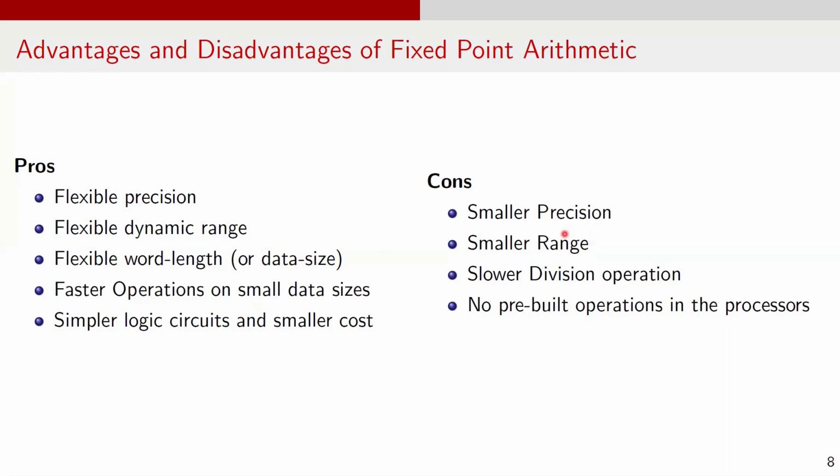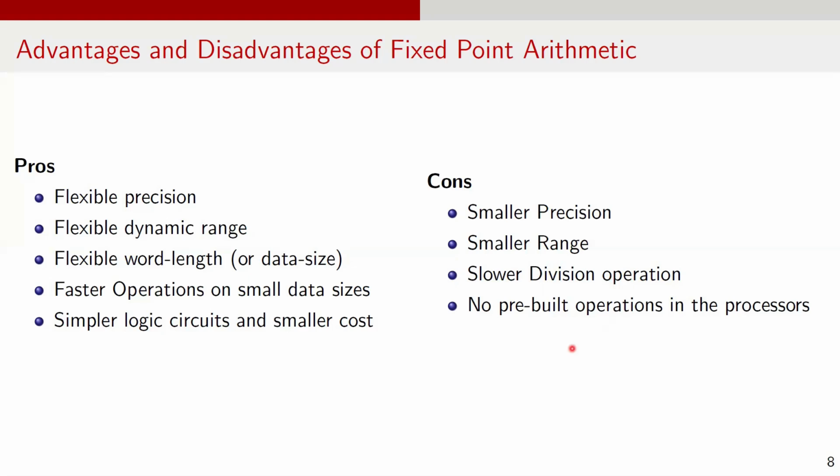Some of the disadvantages. Fixed point arithmetic may offer lower precision compared to floating point. Users often have to compromise on precision to maintain a manageable word length or overall design cost. The range of values that can be represented in fixed point arithmetic is typically smaller than in floating point arithmetic. Floating point numbers use scientific notation, allowing for a larger dynamic range compared to fixed point. From a performance perspective, certain operations such as division and multiplication on large data sizes can be slower in fixed point compared to floating point.